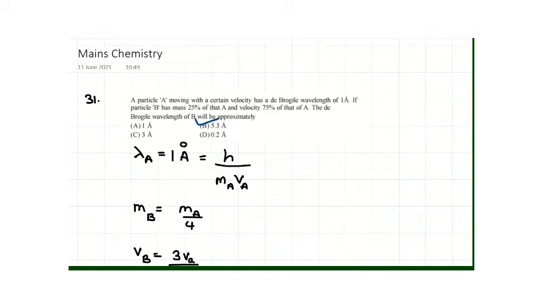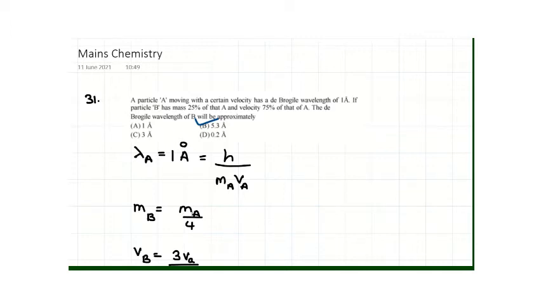The first question is that a particle A moving with a certain velocity has a de Broglie wavelength of 1 angstrom. It is given to us that the mass of particle B is 25% that of A and velocity is 75% that of A. Now we need to find the de Broglie wavelength of particle B. Using the formula lambda equal to h by mv, we get 1 angstrom equal to h by m of A multiplied by v of A.